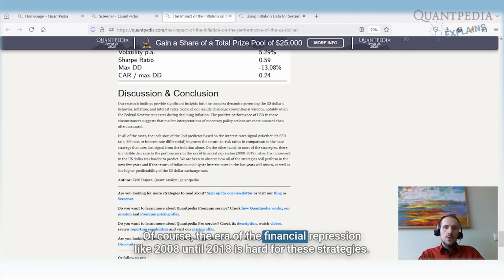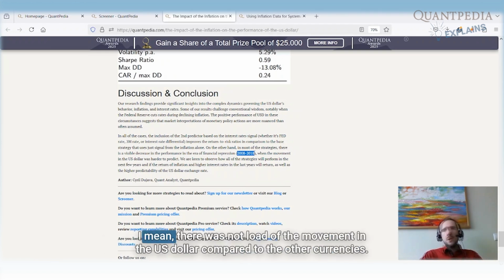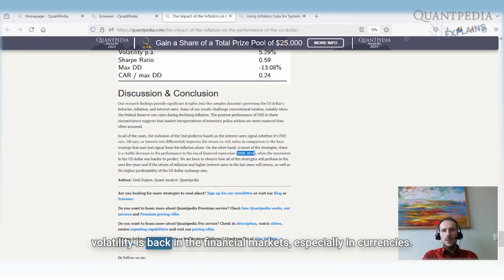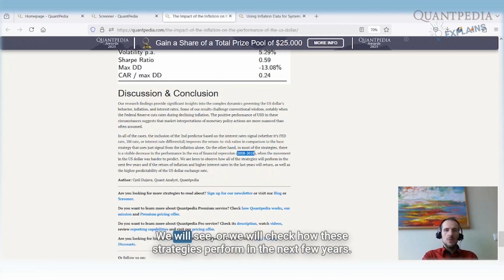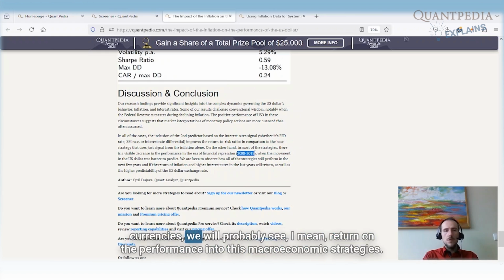Of course, the era of financial repression, like 2008 down to 2018, is hard for these strategies. Interest rate spreads between all of the currencies were low. There was not a lot of movement in the US dollar compared to the other currencies. But after 2018, most of the models are performing plus or minus well, and we can expect that volatility will return, or volatility is back in financial markets, especially in currencies. We will check how these strategies perform in the next few years. But I believe that as inflation returned and we have higher interest rate spreads between different currencies, we will probably see a return of performance in these macroeconomic strategies.